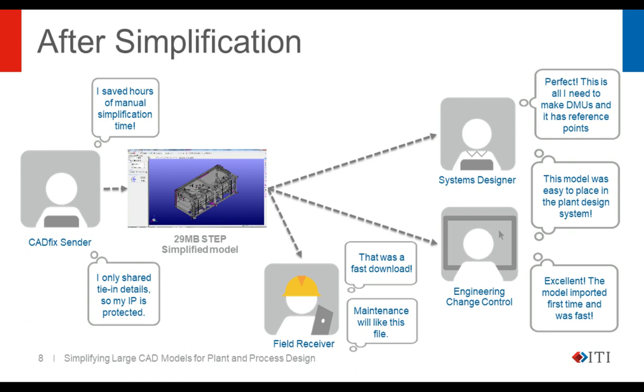Both the systems engineer and the change control engineer find the model easier to place in the plant design system, and the system is more manageable and usable with that model integrated. They also found that the model imported first time and was fast. So no remastering, no remodeling, no repeat import attempts. The field engineer was happy because it was a fast download, and of course the maintenance guys will like it because it's a straightforward, simple file to process. So it has a positive impact for all consumers of the data, and everyone in the process is much happier and much more effective in their jobs.